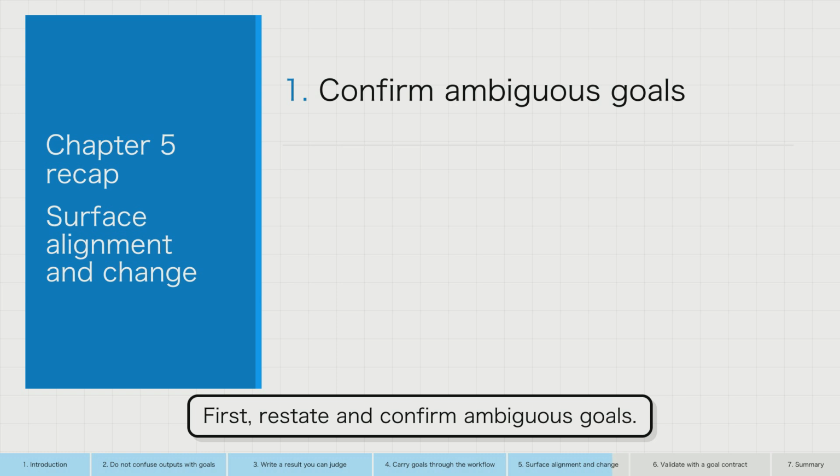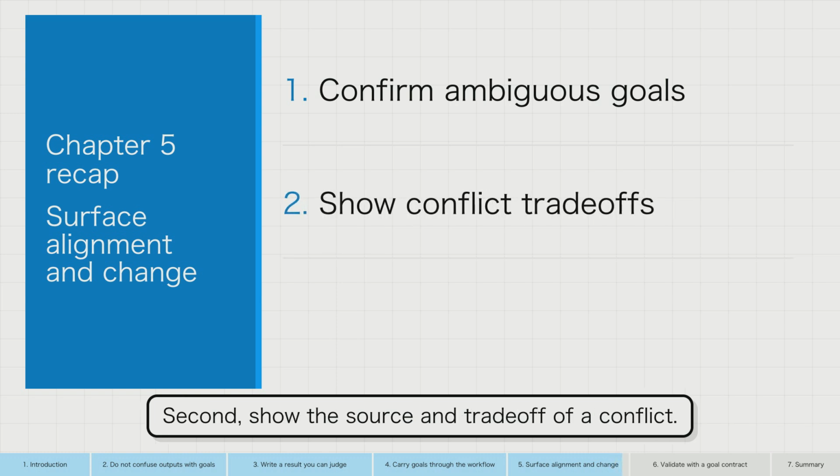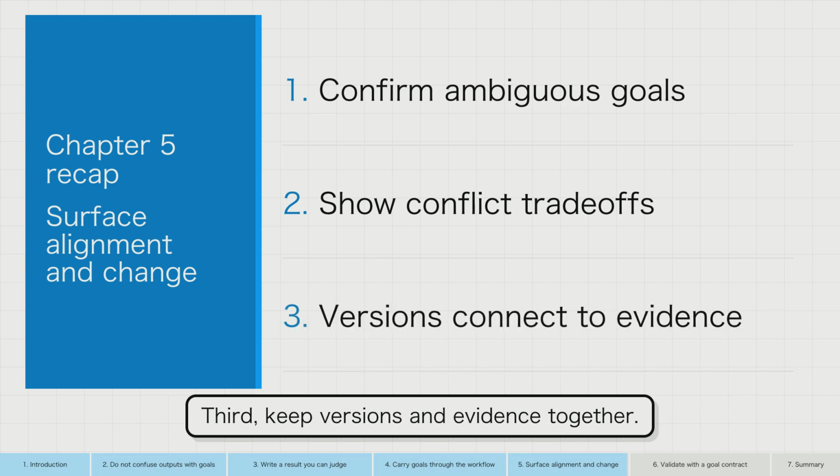Chapter Recap. First, restate and confirm ambiguous goals. Second, show the source and trade-off of a conflict. Third, keep versions and evidence together.